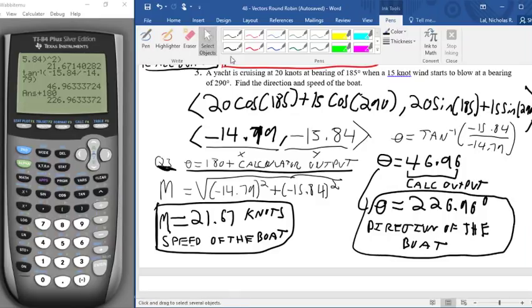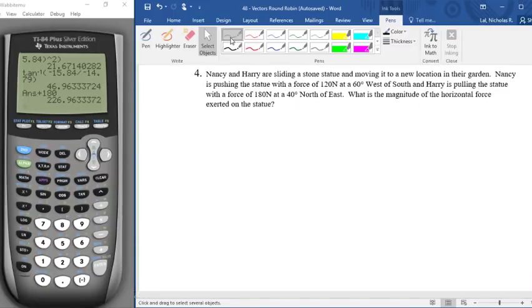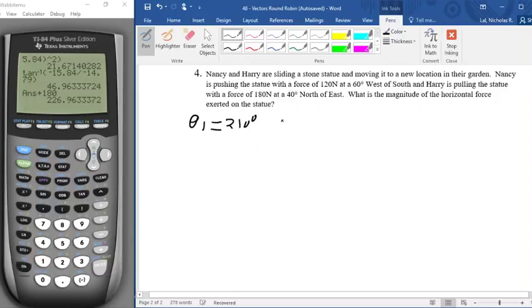All right, 2 more problems. Nancy and Harry are sliding a stone statue. Now, I'm just going to give you guys the answers, but I'm not going to be explanatory because I've already done this in class. Theta 1 is equal to 60 degrees west of south, so that's 210. Theta 2 is equal to 40 degrees north of east, that's 40. So F1 is 120 newtons, and F2 is equal to 180 newtons.